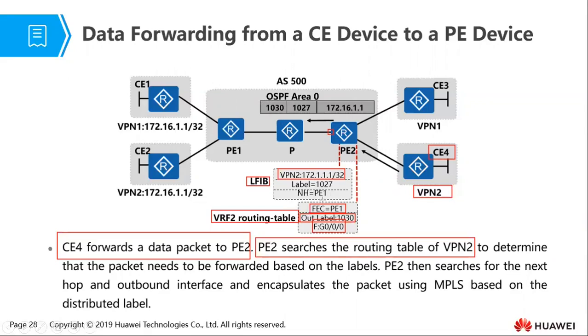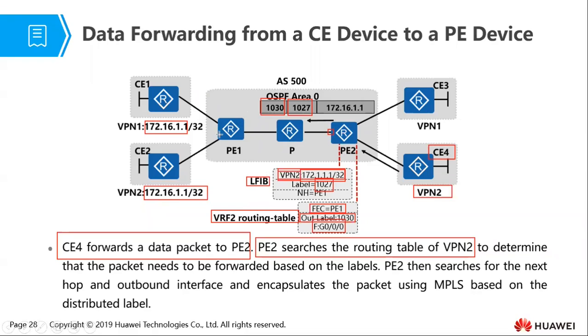The outer header is what is going to be used. No, this is actually the inner header, 1027. So this one here is the outer header, 1030, as you can see here. Then the inner header is this one, 1027. So this inner header is the one that is identifying the mapping between this address 172.1.1/32 with VPN2. You can see both of these are using the same address space.